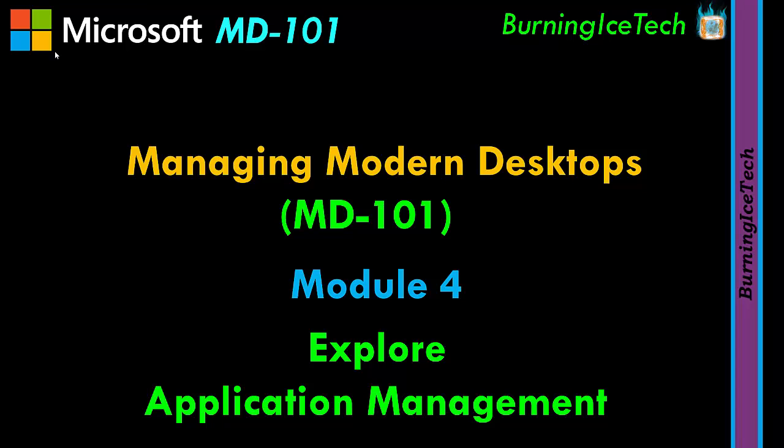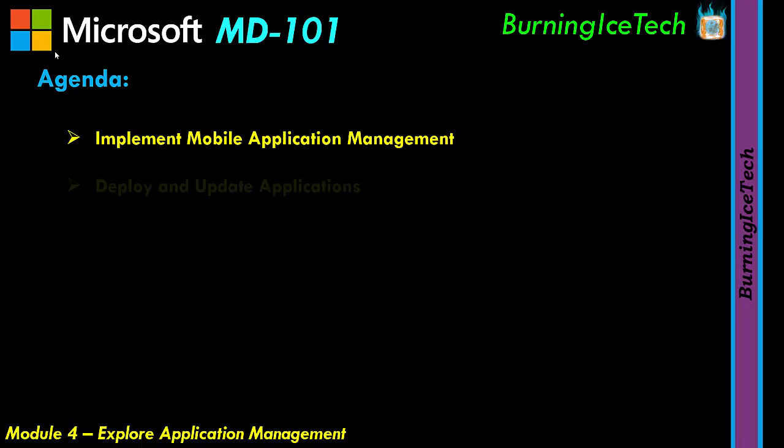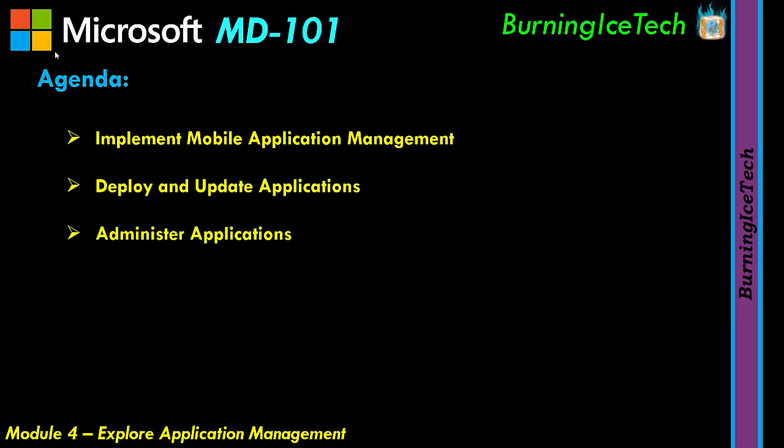Today we're going to be covering Module 4, which is titled Explore Application Management. The main sections we'll be covering within this module are Implement Mobile Application Management, followed closely by Deploy and Update Applications, and then the third and last section in this module will be Administer Applications. Well, there you have it, folks. That is the three main sections covered within this module.